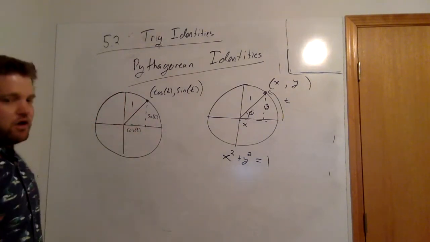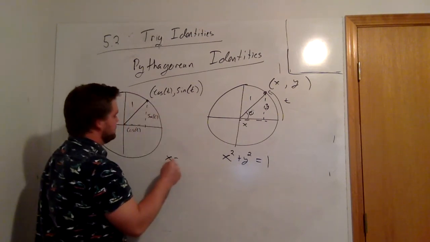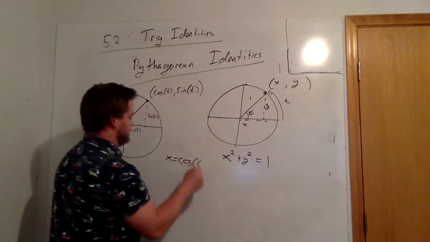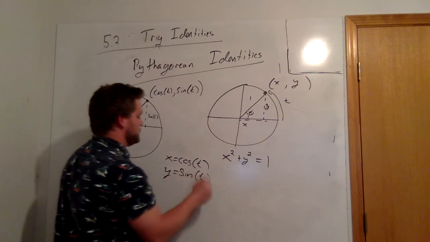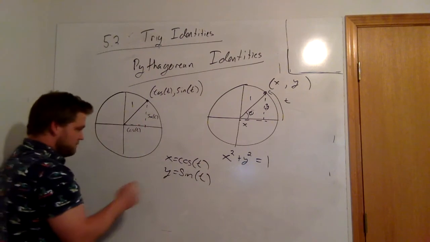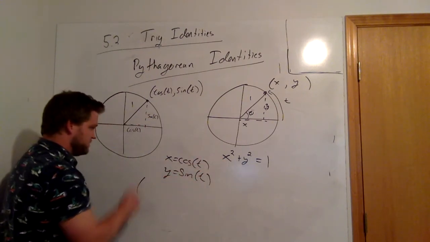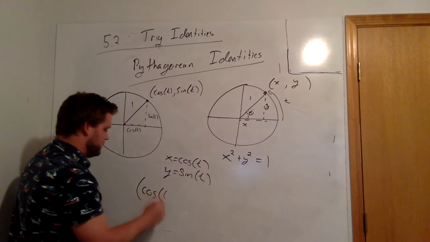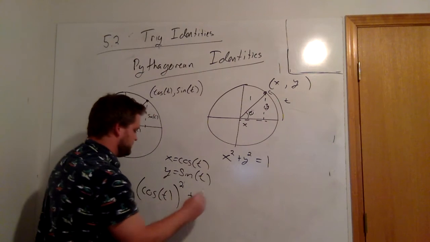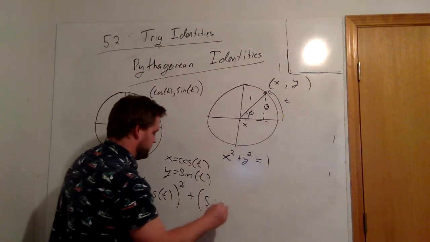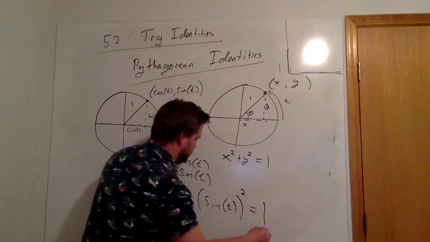Over here we have that x squared plus y squared is 1. So here we get our first trig identity. Notice that x is the same thing as cosine of t, and y is the same thing as sine of t. Inputting cosine for x and sine for y, we get that cosine of t squared plus sine of t squared is equal to 1.